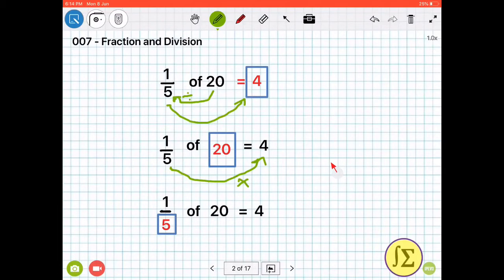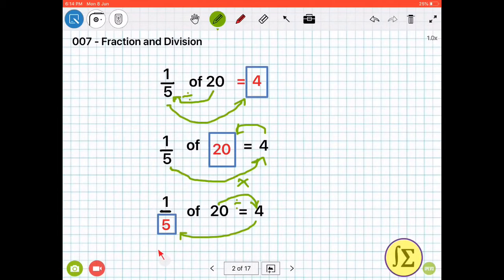5 multiplied by 4, you get 20. Okay, let's say the problem does not give you the fraction or does not give you the denominator. So we have the total 20 and we have the answer 4. So what is the fraction? For that, you divide 20 by 4, you get the answer.